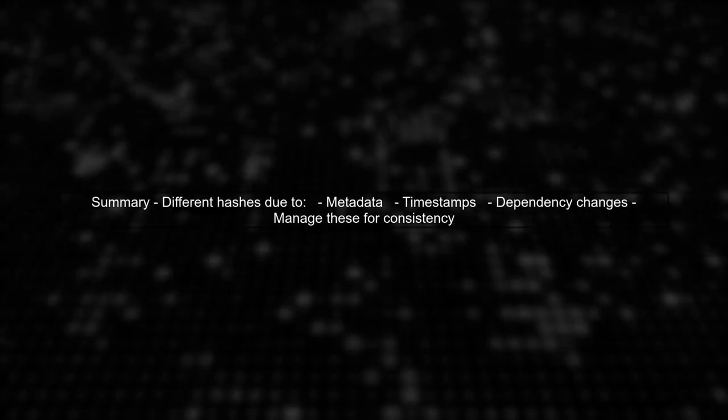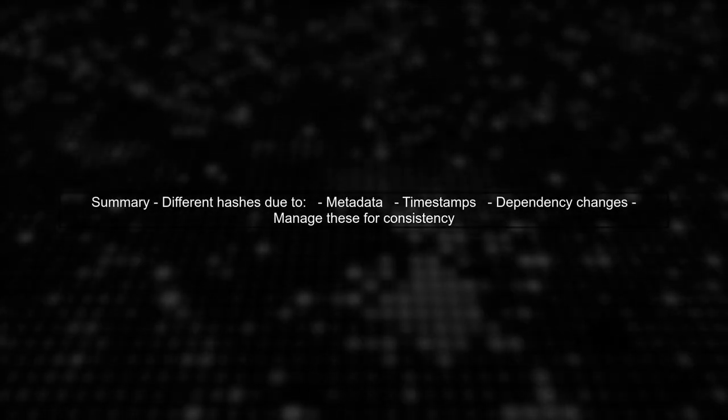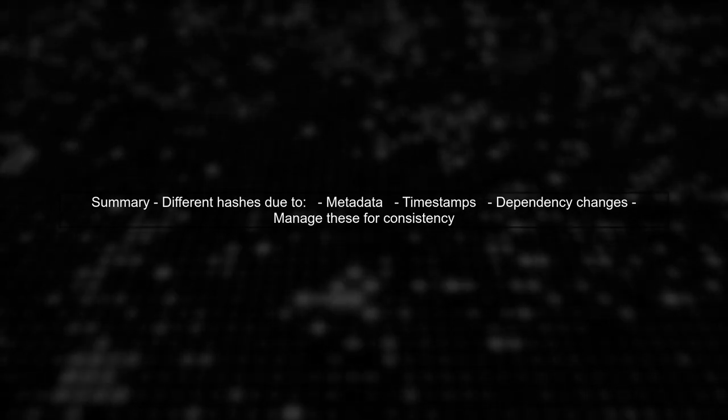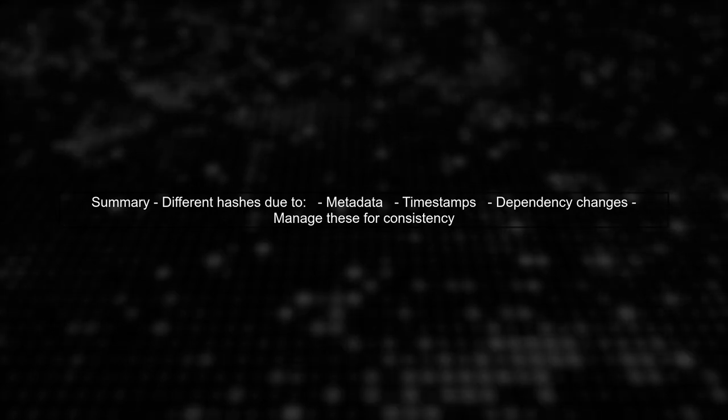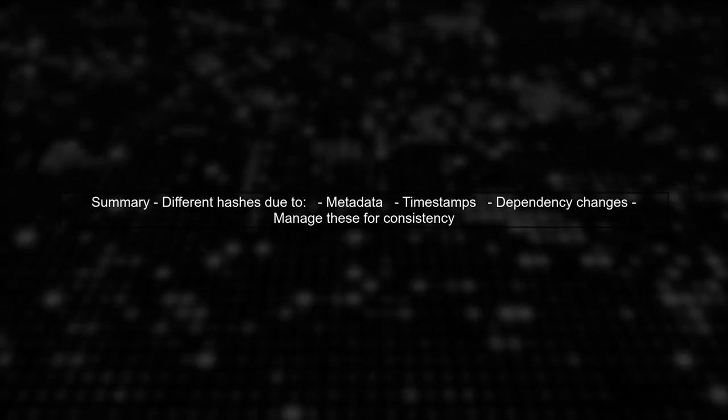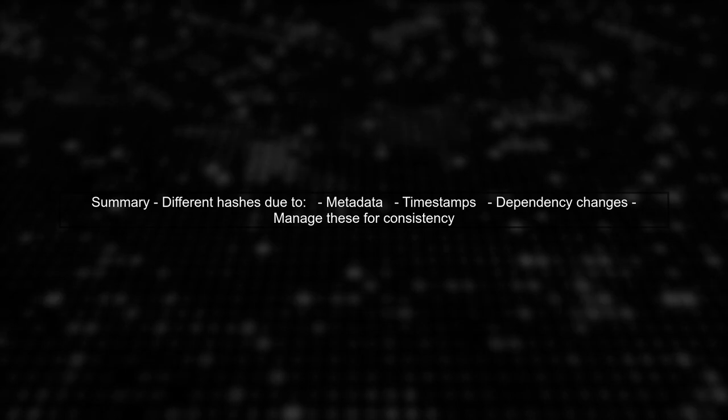In summary, the differences in hash values for your jar files stem from metadata, timestamps and bytecode, and changes in dependencies. By managing these factors, you can achieve more consistent results.